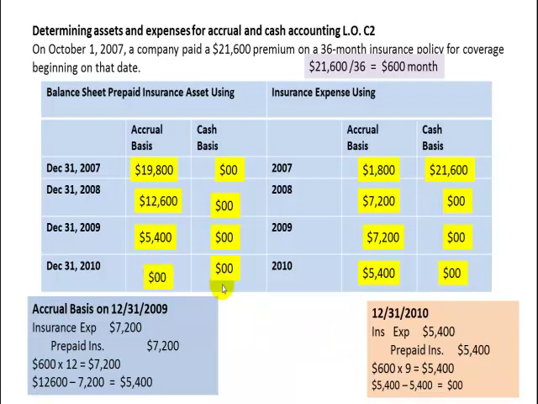That's the end of the problem. I hope that gives you a better way to understand the difference between accrual basis and cash basis accounting.